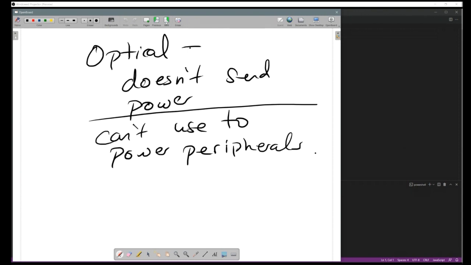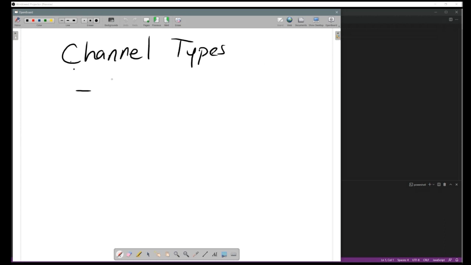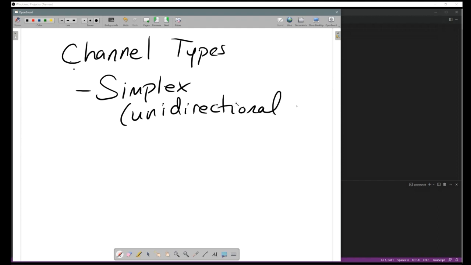Yeah, okay. So the first one is the simplex communication. This is also called unidirectional. We saw this with the homing pigeons. So this is one-way data delivery.